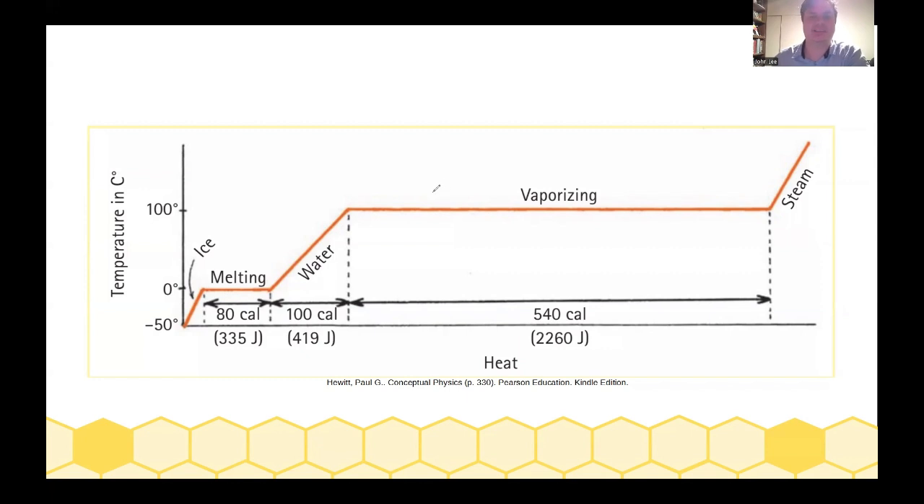Instead, the temperature stays constant for an amount of heat which is equal to Q equals the mass times a property of the material called the latent heat, whereas the heat required to change the temperature is equal to the mass times the specific heat times delta T.